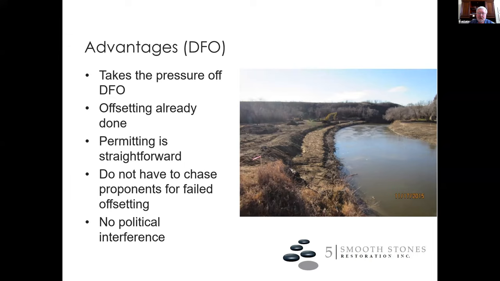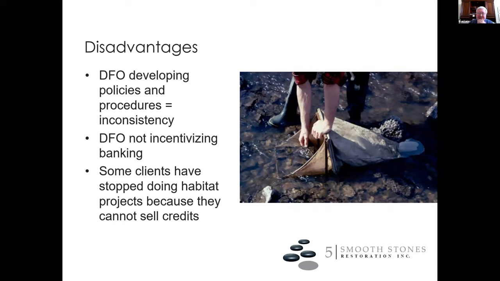There's also some disadvantages currently. Right now, DFO is trying to sort out their policies and procedures. For those of us who are actively doing it, we're getting a fair bit of inconsistency in terms of what's going on. One person says this, somebody else says this, somebody disagrees with the person who held the position previously, they want it more strict, you know, there's a variety of issues there. So we're dealing with a bit of a moving target right now. They're working on it, and I think they'll get this worked out. But right now, it's a bit of a moving target, if you will.